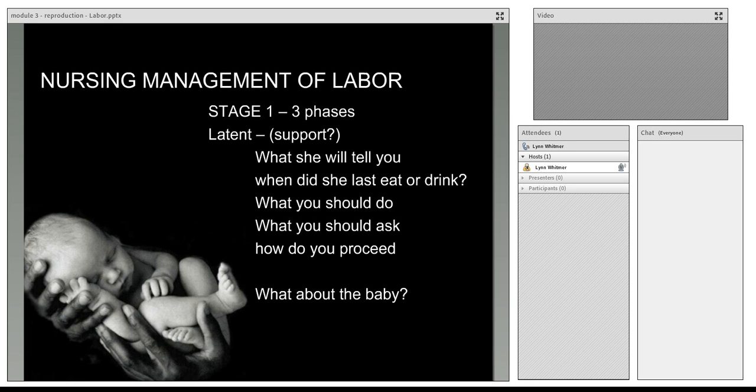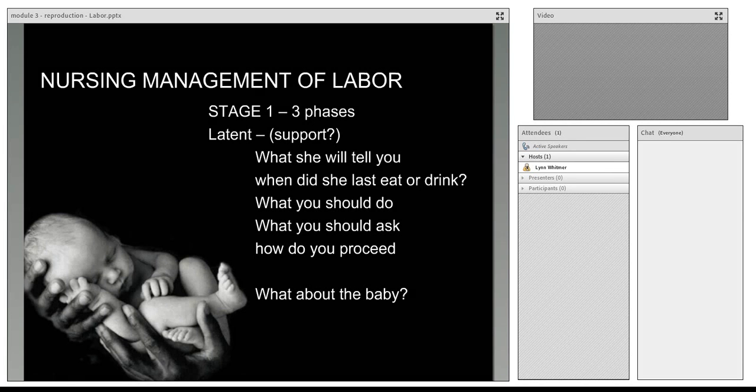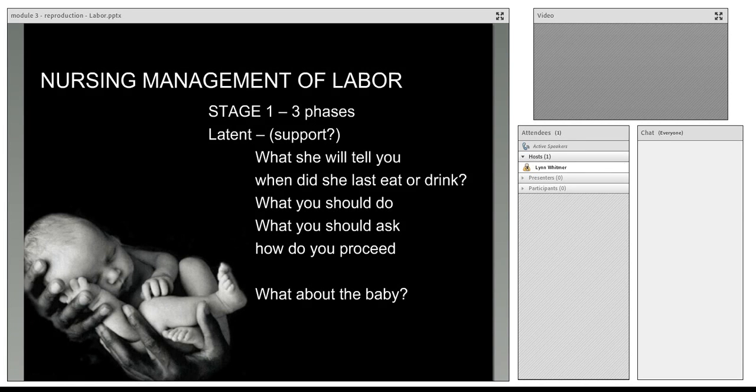I want to ask her when's the last time she ate or drank anything, because that will give me her hydration status. She might be contracting every 2 minutes, but is it because she's dehydrated, or is it because she's in labor? Is it because she had a full bladder and had sex a little while ago, or is she in real labor? So we need to find out what her hydration status is.